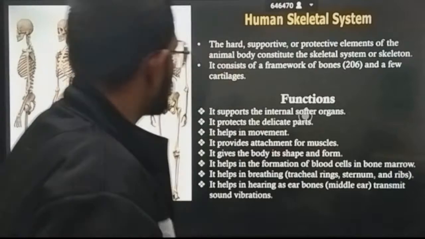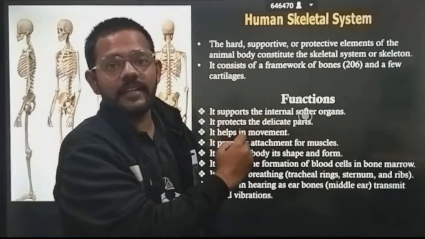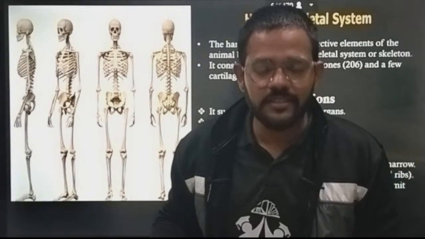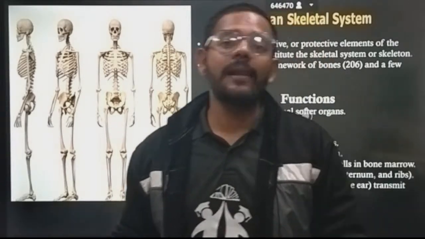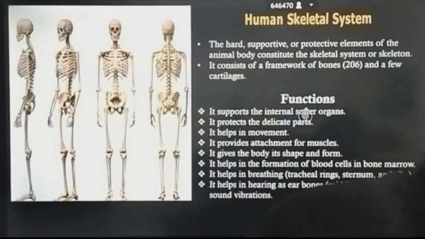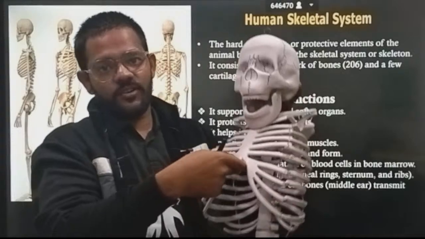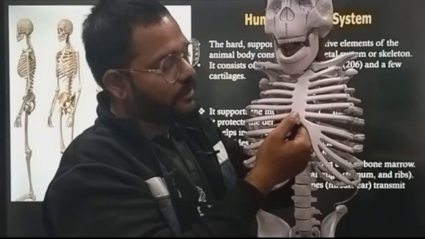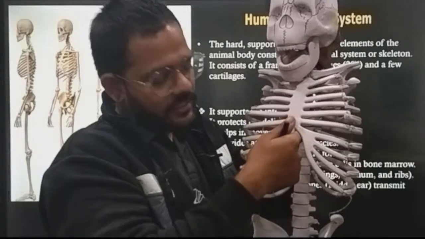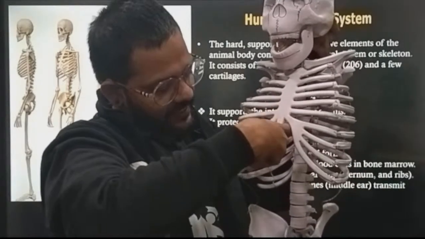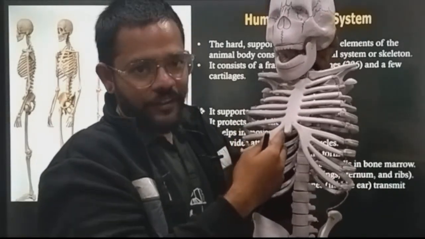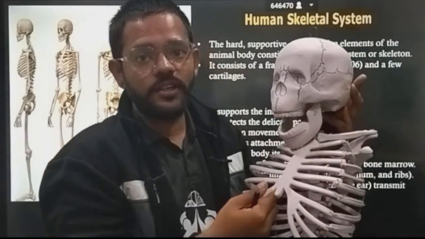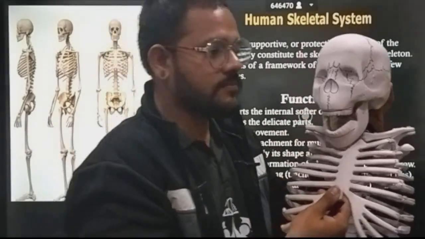Let's see that. First, it supports the internal softer organs. The internal softer organs means the visceral organs, they get supported with the help of your skeletal system. Just like this, I have a skeleton here. You can see this rib cage. In this rib cage you will find the heart, lungs, and some part of the liver will also be present downward. The esophagus and all these things are protected and get support from this skeletal system.